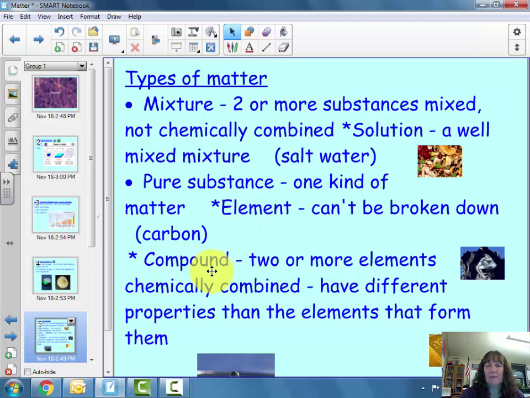Then we have something called a compound, which is 2 or more elements that are chemically combined. They have different properties than the elements that form them. Water is H2O, where the H stands for hydrogen. Hydrogen is a gas that floats around in the air, and oxygen is a gas that floats around in the air. But when you combine them, it forms liquid water that acts much differently than the hydrogen or the oxygen did by itself. So with compounds, you end up with a new substance.